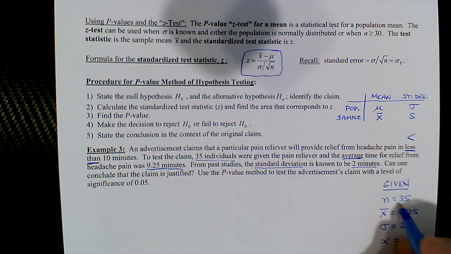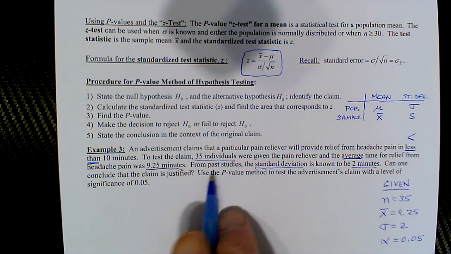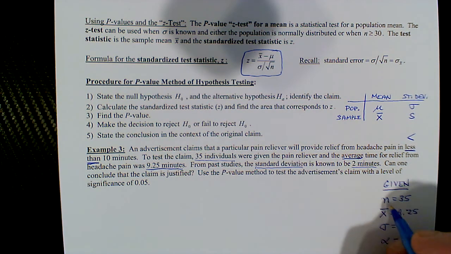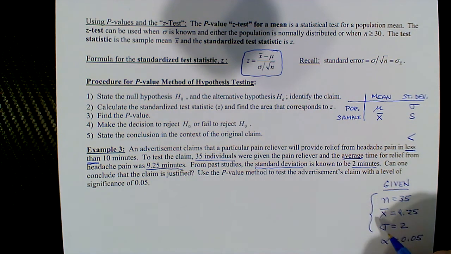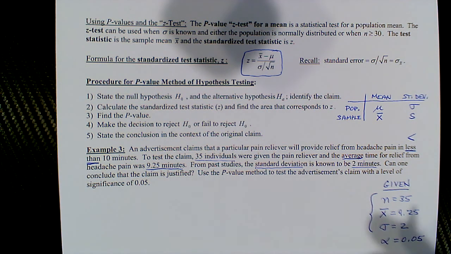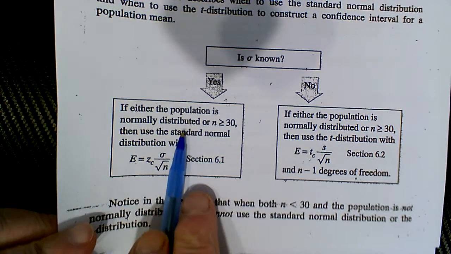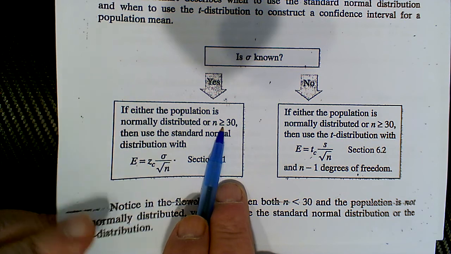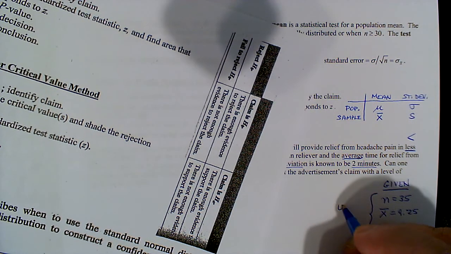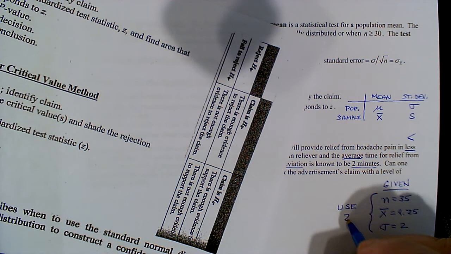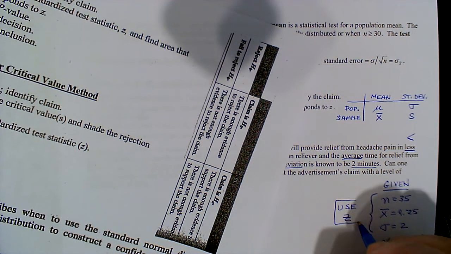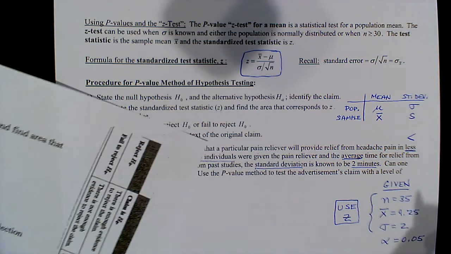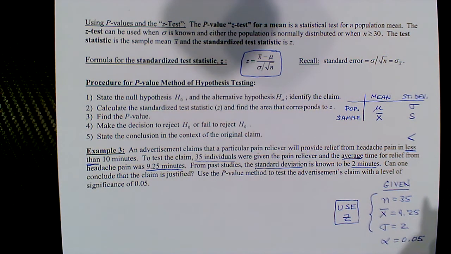Now, based on this given data, it doesn't mention anything about normal distribution, but we do know sigma. So if we're using the flow chart, do you know sigma? Yes. And then is the population normally distributed? It didn't mention that, but n is greater than or equal to 30. It is 35. So we're going to use the z distribution. So that's important, although in this section we'll be using z exclusively. We want to make sure we understand when to use z and when to use t.